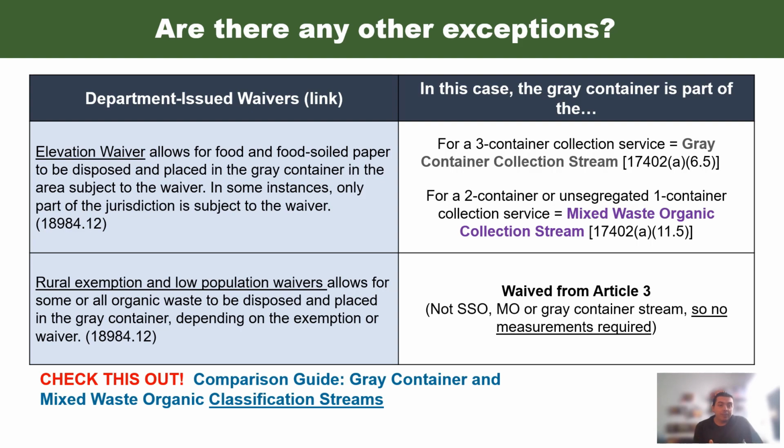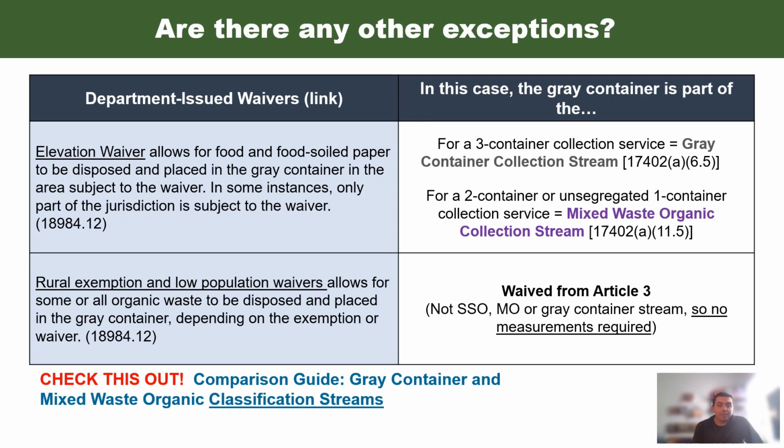Elevation waivers do allow for food and food-soiled paper in that gray container, but based on the collection service in place, it will be either gray container or mixed waste. If it's a 3-container service, then it'll be considered a gray container collection stream. But if it's a 2- or single-container service, then it'll be part of a mixed waste stream.